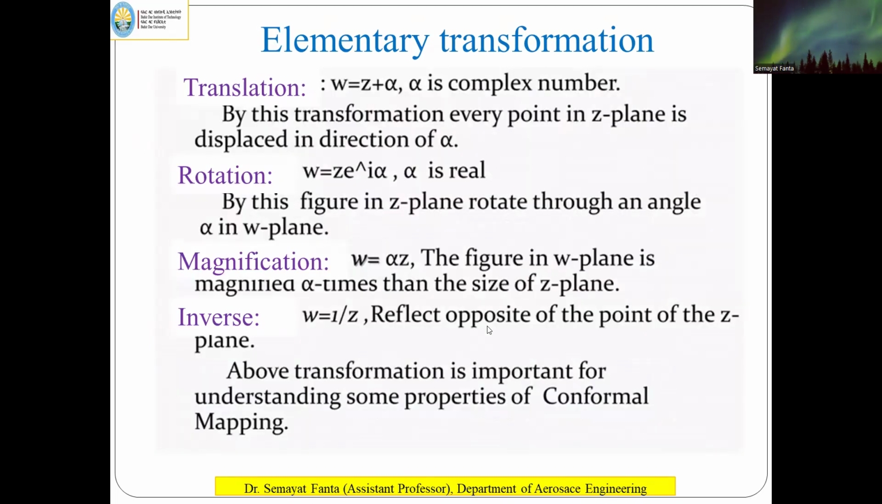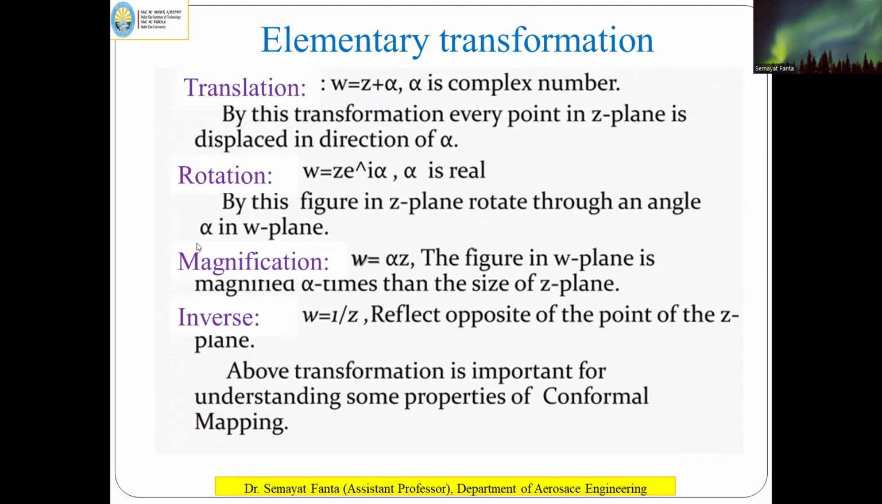There are a number of conformal transformations, among them some elementary transformations like translation, without changing any shape or distortion, just shifting the object from one point to another by some distance. So W is equal to Z plus alpha. Alpha is a complex number which shifts the given plane, or W is equal to Z, by alpha distance from its original point. By this transformation, every point in the Z plane is displaced in the direction of alpha.